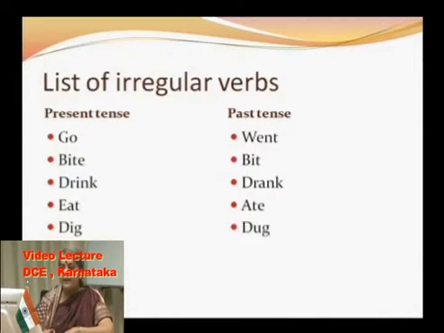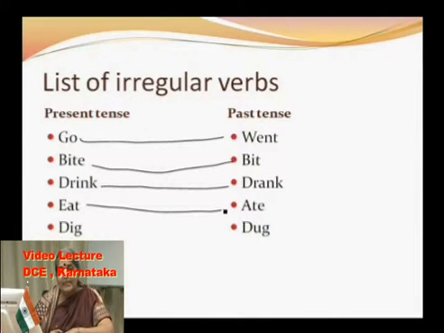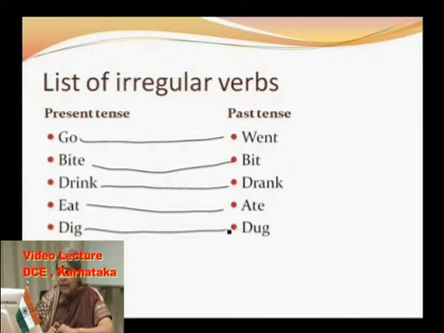Now, let us look at the list of irregular verbs. The past tense of go is what? Went. Bite is bit. Drink is drank. Eat is ate. Dig is what? Dug. This is also a sample example I have given you. That is, here in the list of irregular verbs, it does not have a suffix.